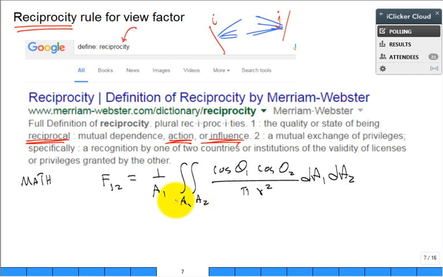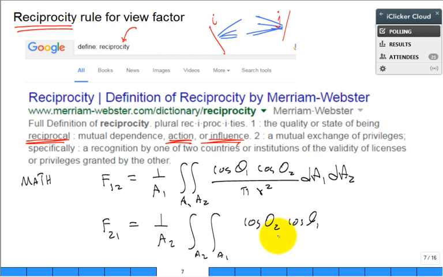Does it really matter the area order? Can I integrate it first over area 2 and then 1? Yeah, we remember that in calculus. A lot of these integrals, you can go with this one first and that one second. If I write it for the view factor 2 back to 1, it's 1 over area 2, area integral 2, area integral 1, cosine theta 2 cosine theta 1 divided by pi r squared dA2 dA1.